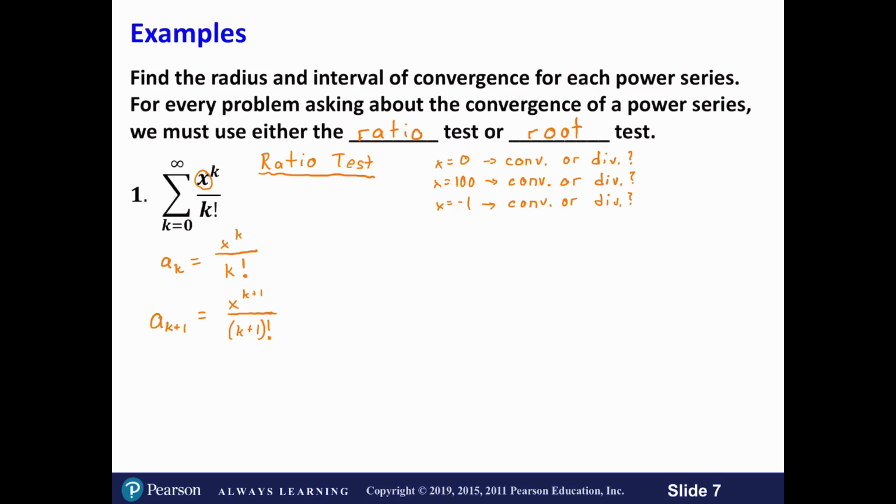Okay, so the ratio test tells us that we are going to define r, little r, to be the limit as k goes to infinity of a_(k+1) over a_k. This is the limit as k approaches infinity of the absolute value of x to the k plus 1 over k plus 1 factorial times k factorial over x to the k.